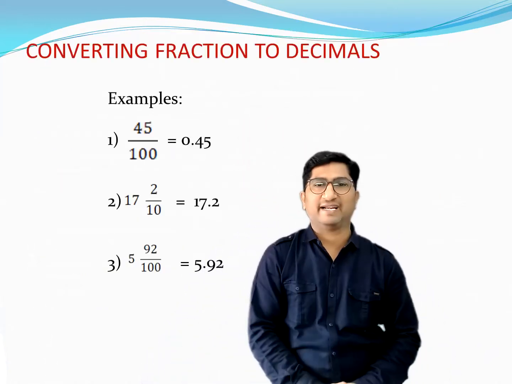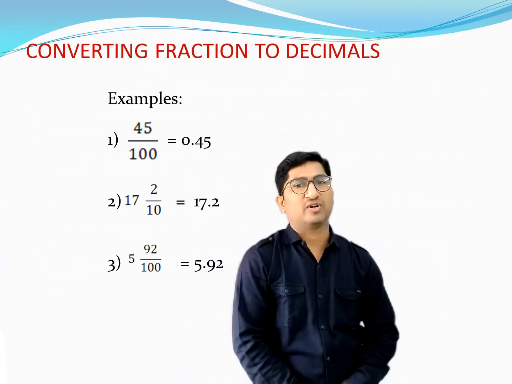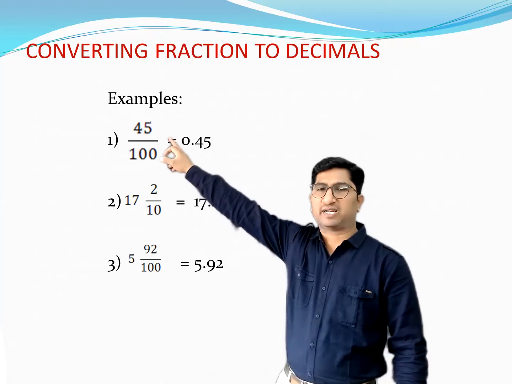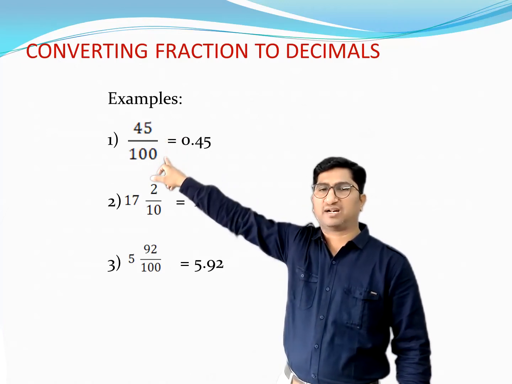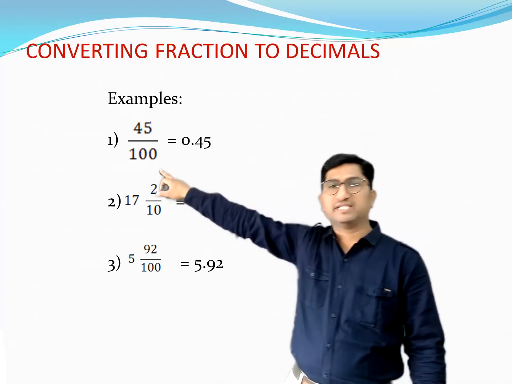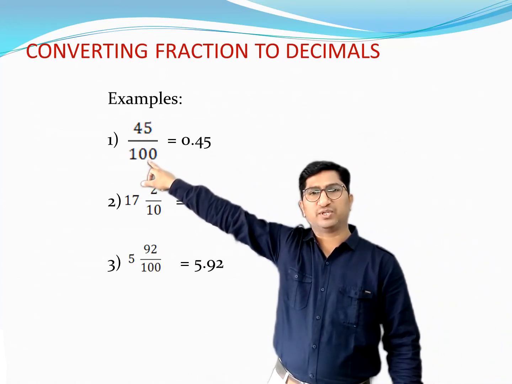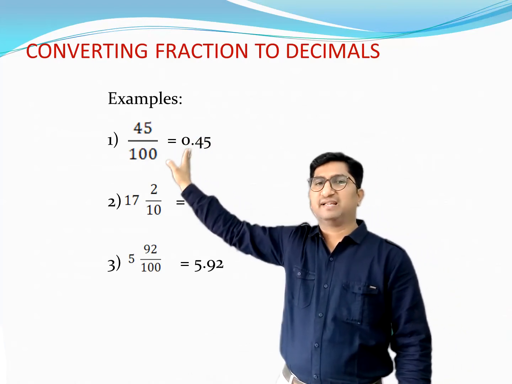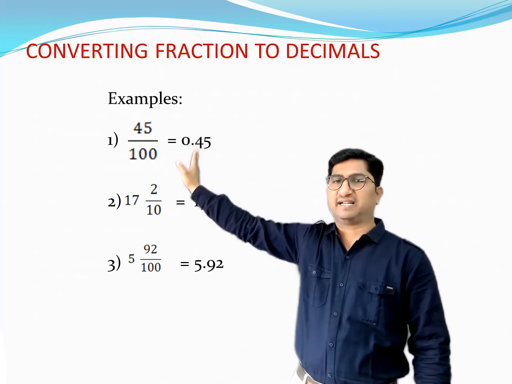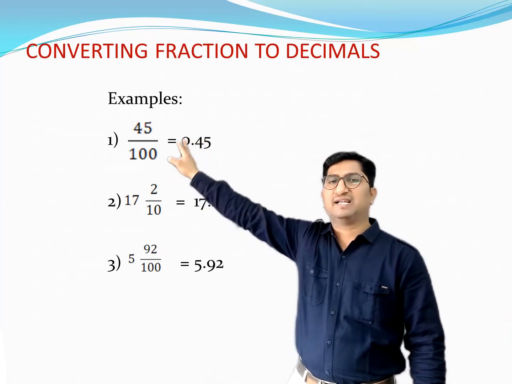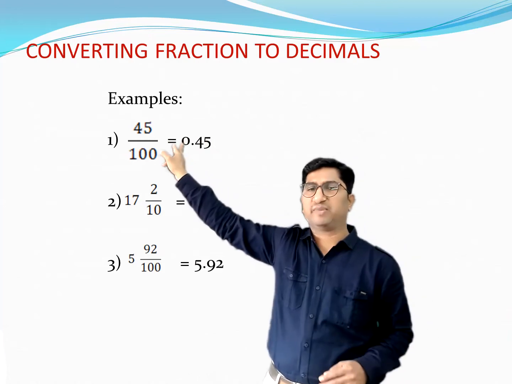The first example is 45 upon 100. The numerator is 45 and the denominator is 100. So write the numerator as it is, 45. Count the zeros. There are 2 zeros, so the decimal point goes 2 places from the right side. So 2 zeros, the decimal point will be before 2 digits. And we don't have any whole number, right?